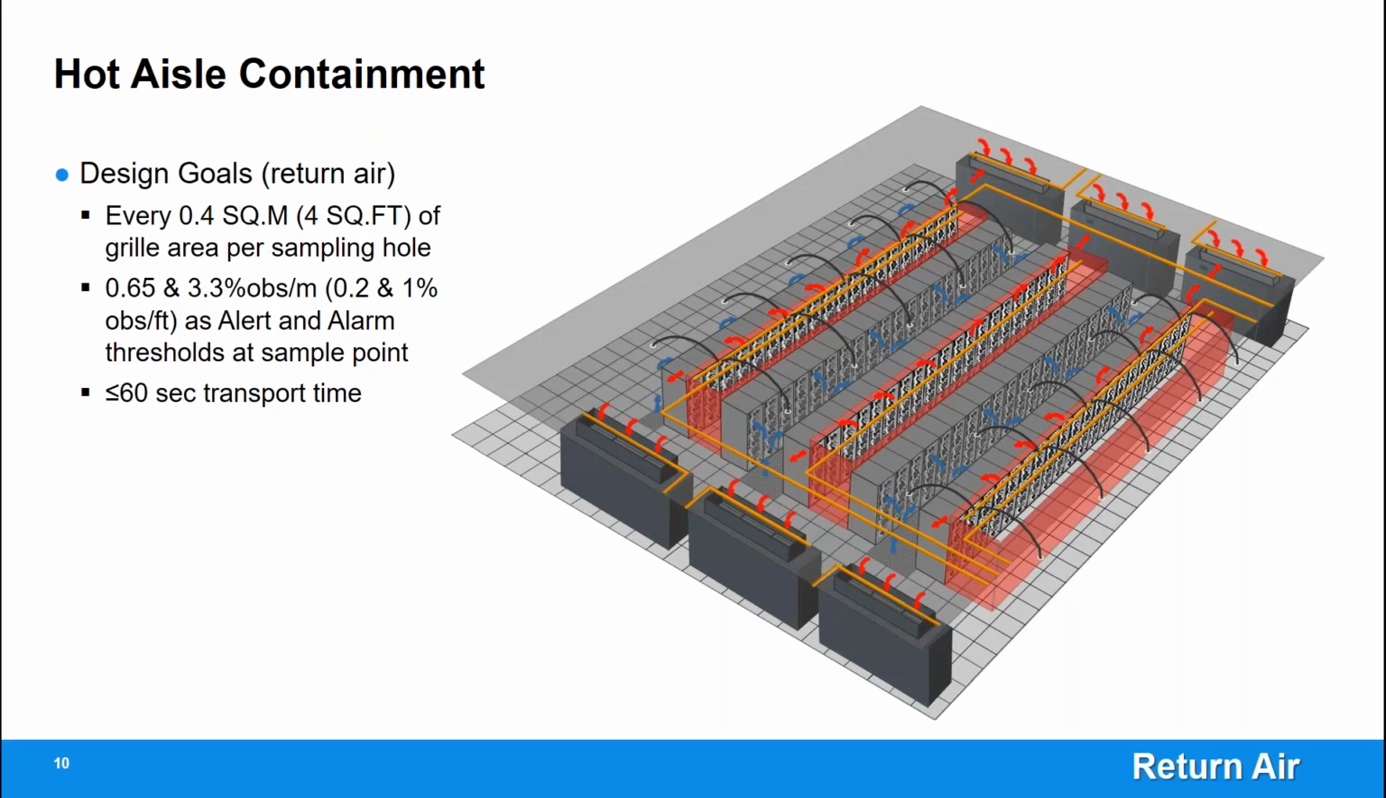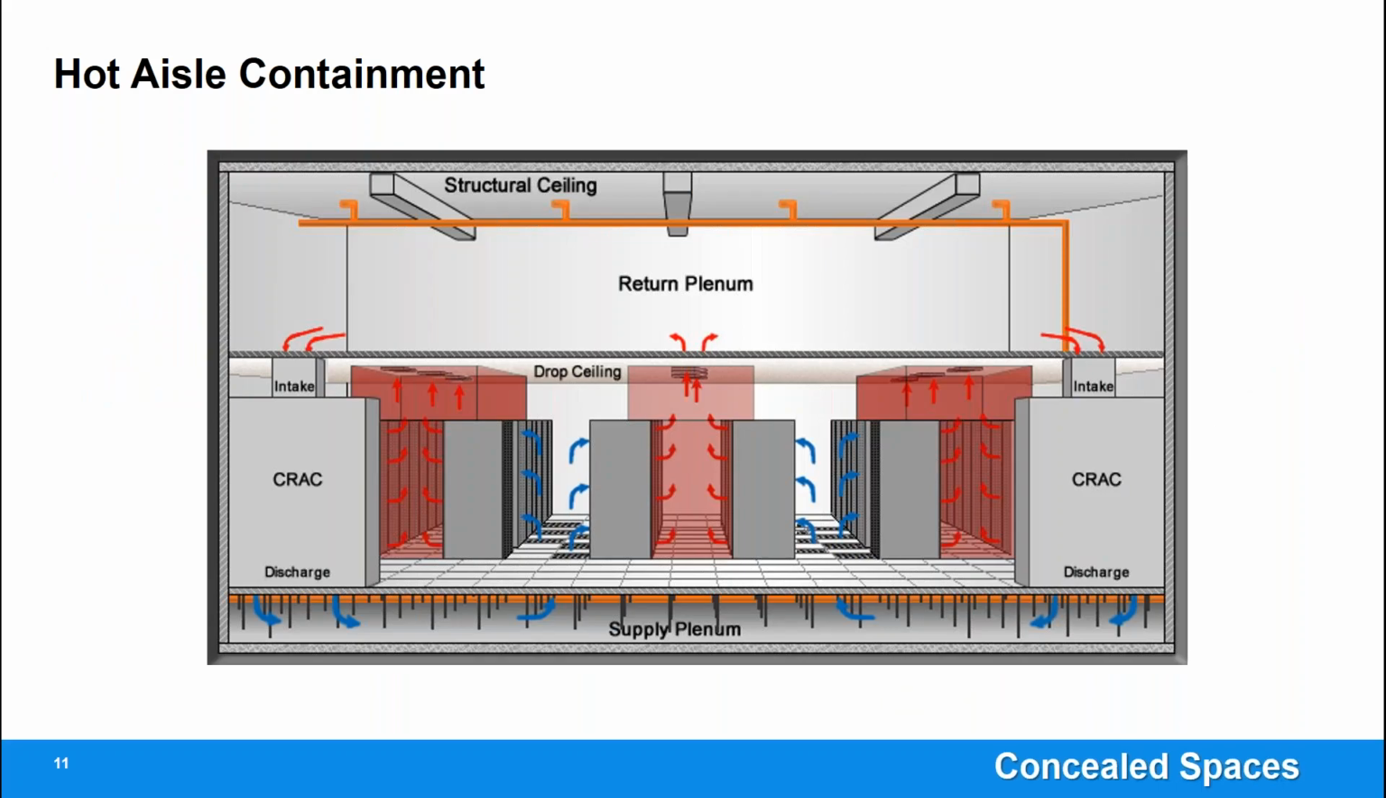For redundancy, detection at the AHU return or supply is commonly practiced. Our design criteria includes 4 square foot sample port spacing at the grill area, 0.2 and 1% obscuration per foot alert and alarm thresholds at the sample port, and proper orientation for the sampling ports at 20 to 45 degrees towards the incoming airstream. Consideration should also be given to areas where combustibles are present per NFPA 75, within ceiling and floor voids.